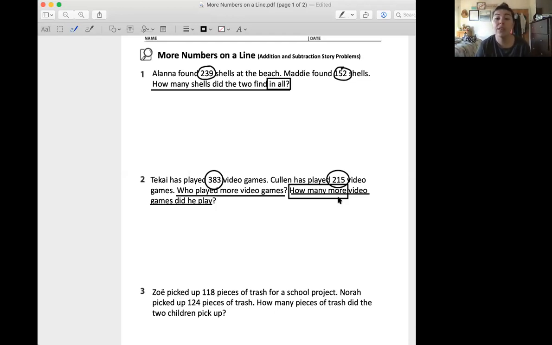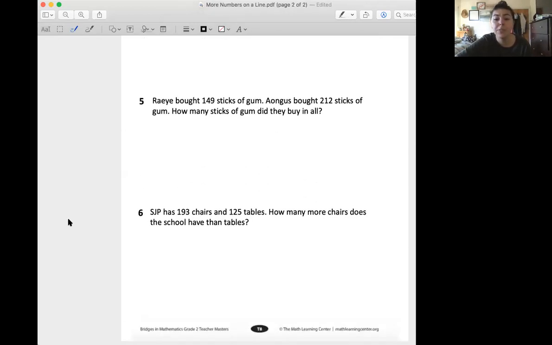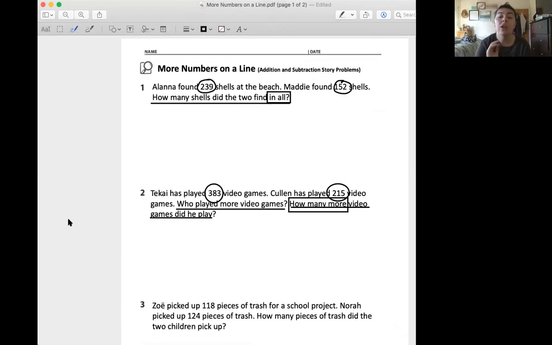So this is your assignment for today. I am going to upload this with these two already marked up for you so you have some examples. For the rest of them, there are 6 problems on here. For the next 4, you should make sure you're marking up your problem to make sure that you understand all the information you have.